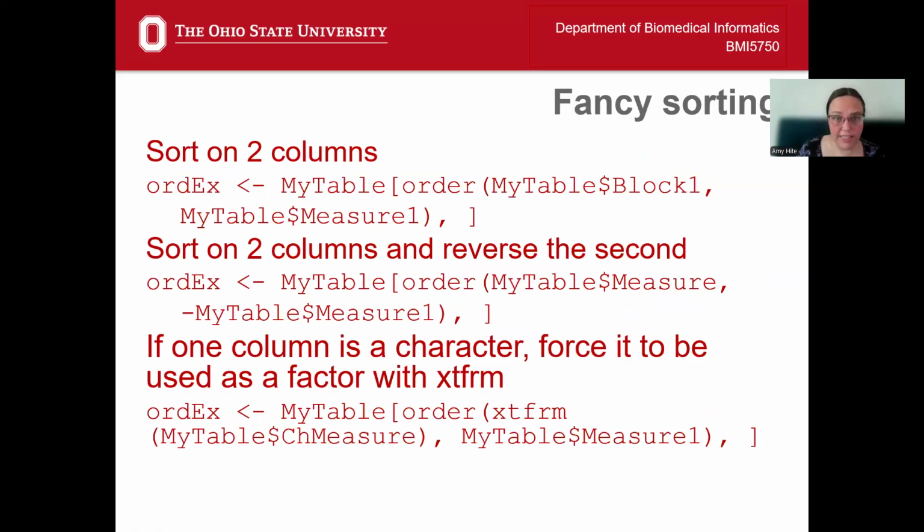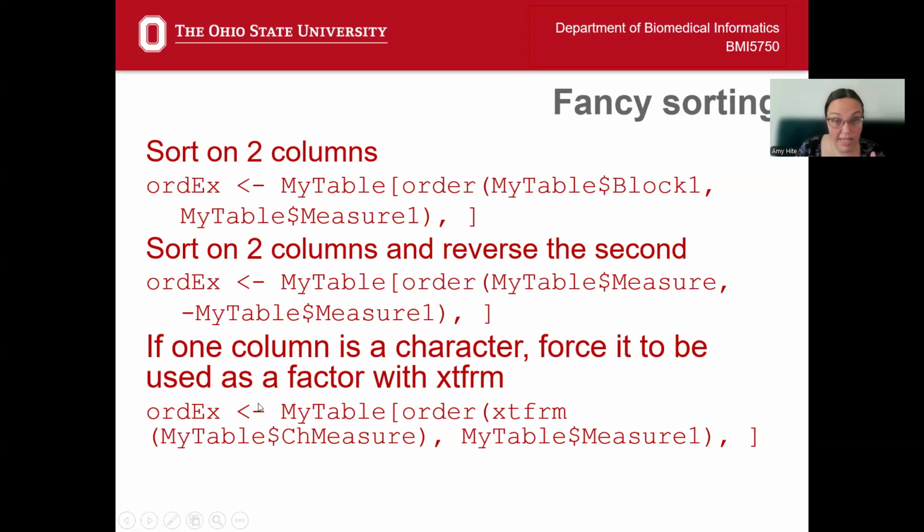Here's some fancy sorting options where we use order. We tell it to order the columns based on block 1 and block 2. If we want to reverse order, so here we are reverse ordering measure 1, we put a minus sign in front of it. It's that easy. So it will sort on 2 different column names, but it will make the second descending.